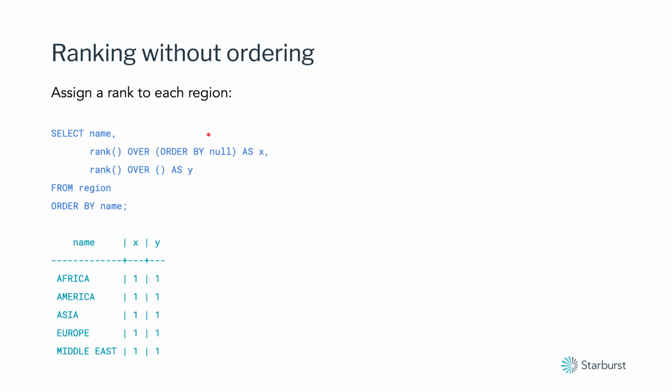So similarly, we saw what happens if there's ties. Well, if we do rank and we give it an order by of null, everything's going to be tied. Or if we don't give it an order by clause at all, they're all tied. And so everything gets the same rank. They all get ranks of 1.